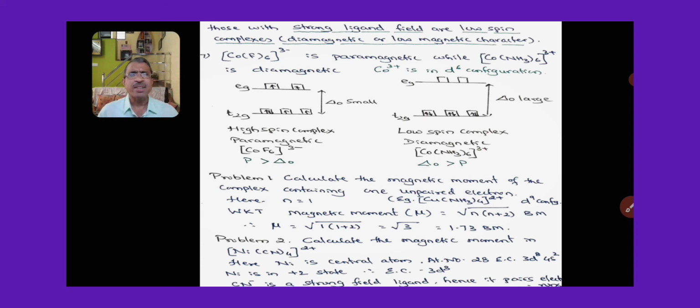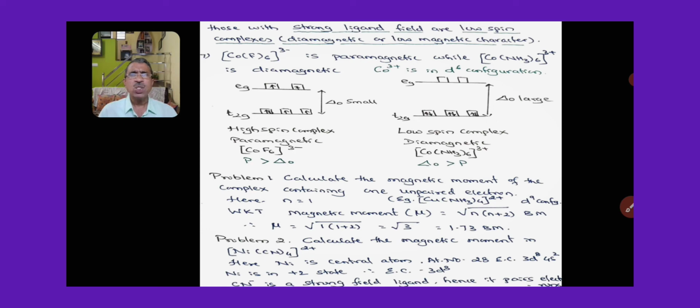Let us take some examples here. The hexafluoro cobalt 3 ion is paramagnetic, while the hexammine cobalt 3 ion is diamagnetic. How do we explain this? In both cases, cobalt is in the +3 oxidation state and its electronic configuration becomes d6. The atomic number of cobalt is 27 and hence its electronic configuration is 3d7 4s2. Its common oxidation state is +3. Remove the 3 electrons, so it becomes 3d6.